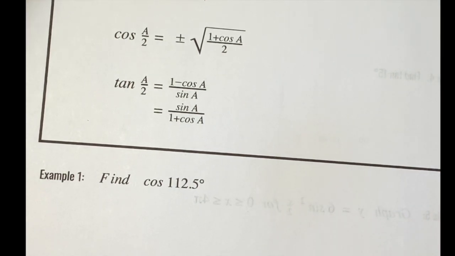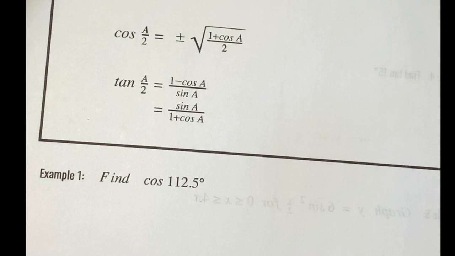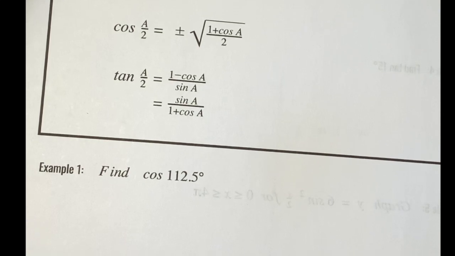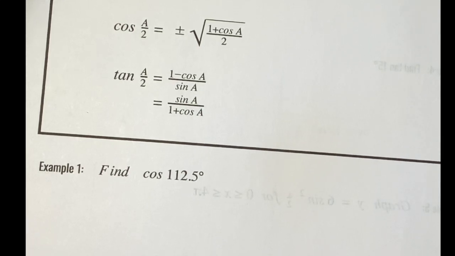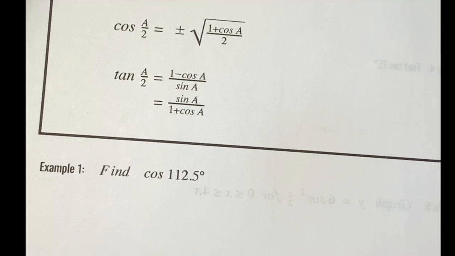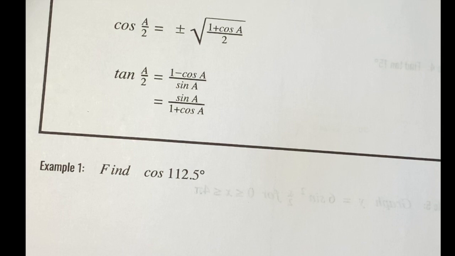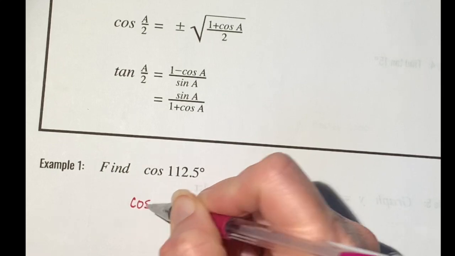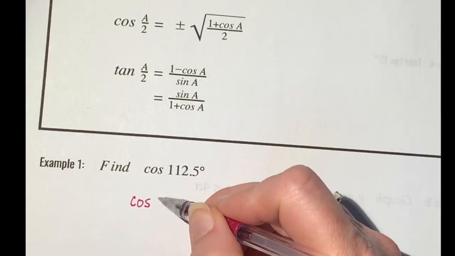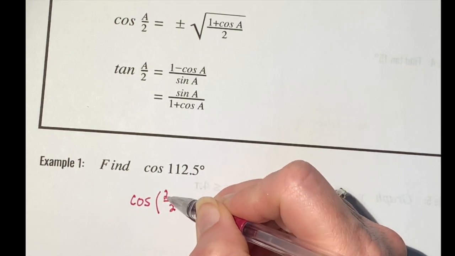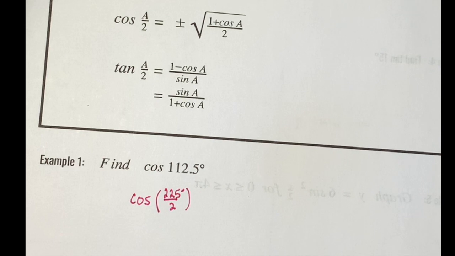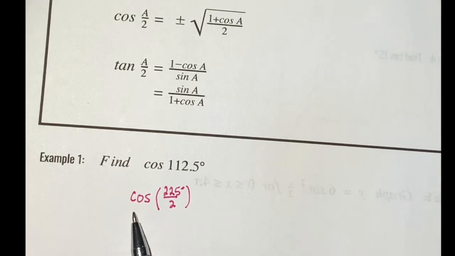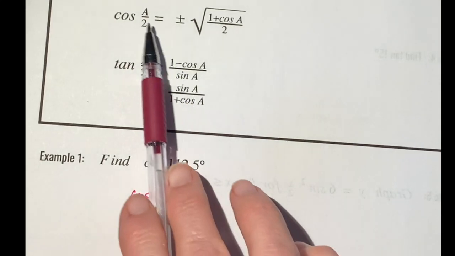Example 1 asks us to find the cosine of 112.5 degrees. Well, 112.5 degrees is not a common angle. I would have to use a calculator or look at a table or some kind of assistance to be able to find that outside of what I'm going to show you. So one way that I can find an exact answer is by using my half angle formulas. Let's write the cosine of 112.5 degrees as half of the measure of an angle that's 225 degrees. If you check that, 225 divided by 2 is 112.5 degrees.